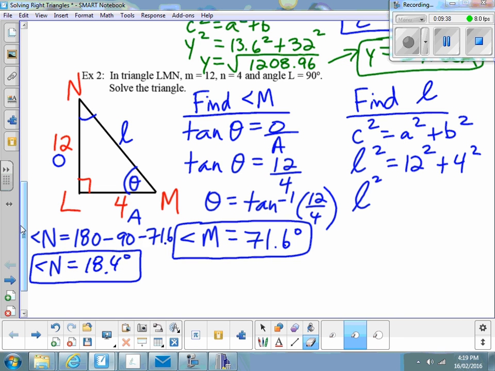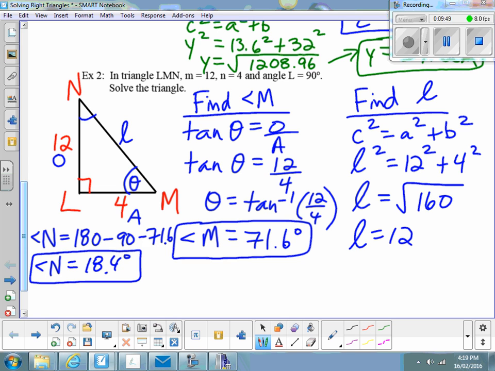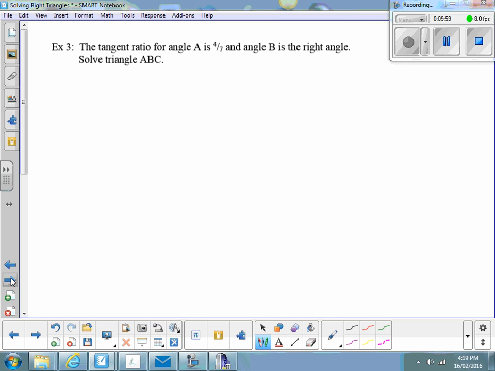So when I square those and add them together, I'm going to get 160. So to find L, I need to take the square root of 160. So L is equal to 12.6 units. Check to make sure that makes sense. It's longer than the other two sides, so that's a reasonable answer there.